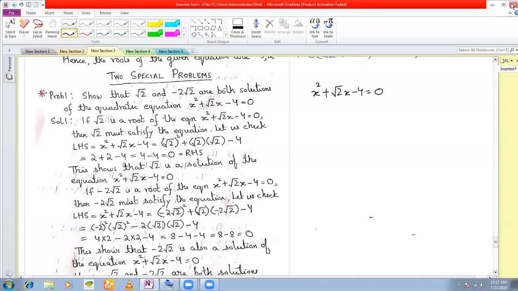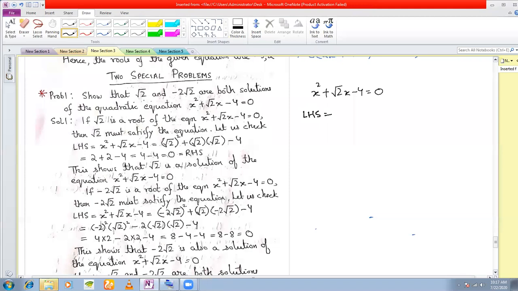So now, since they are the solutions of this equation, it must satisfy this equation. In fact, you have to show that these are the solutions, or the roots, of the equation. It must satisfy this equation. So I start with the left hand side.